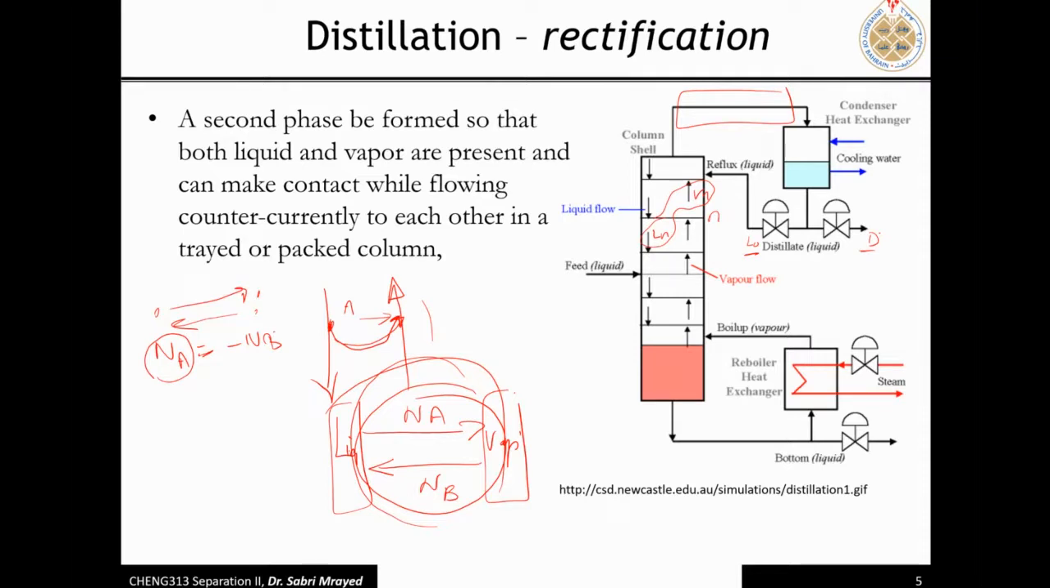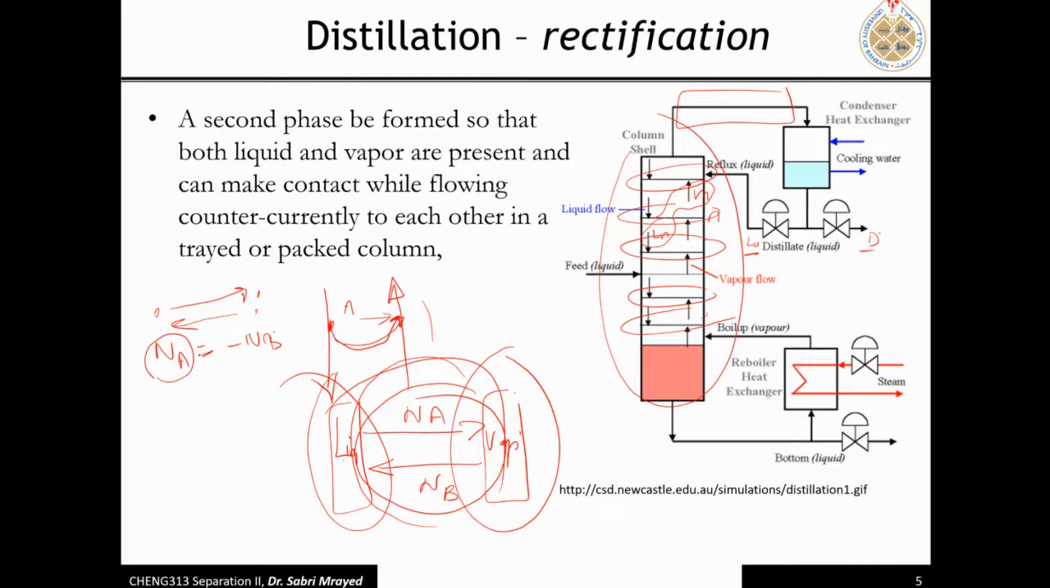So we have to make sure we have two phases, and also we want to make sure they can meet within this column. If the meeting is happening stage-wise, if they are meeting only at some stages, we call it a stage column or tray column. But in some cases, we can make the meeting continuous, and this is called a packed column.